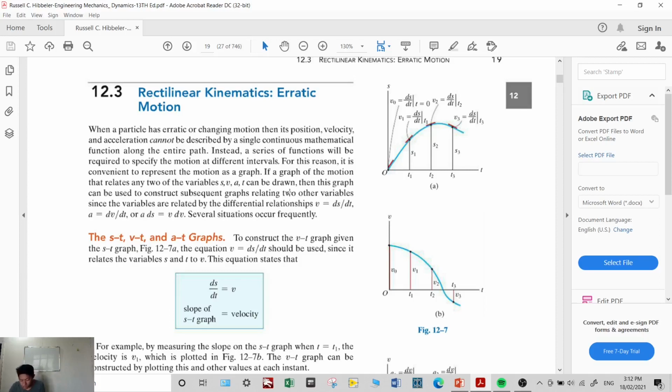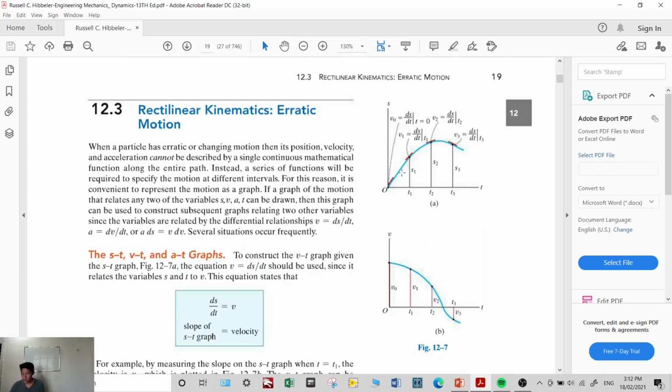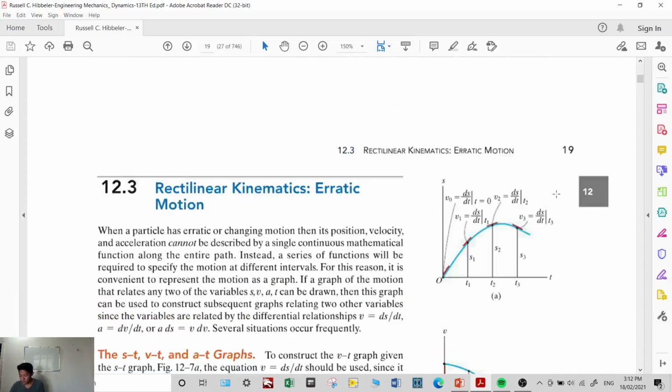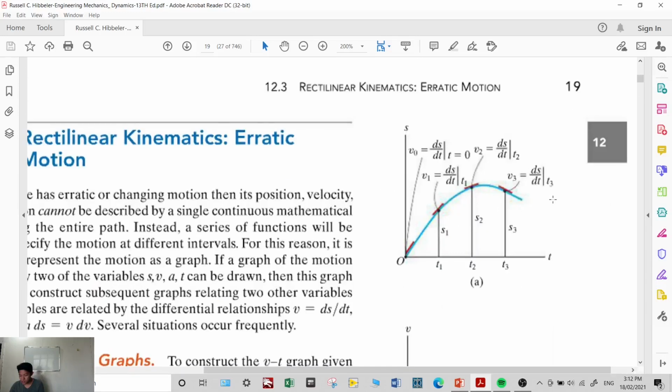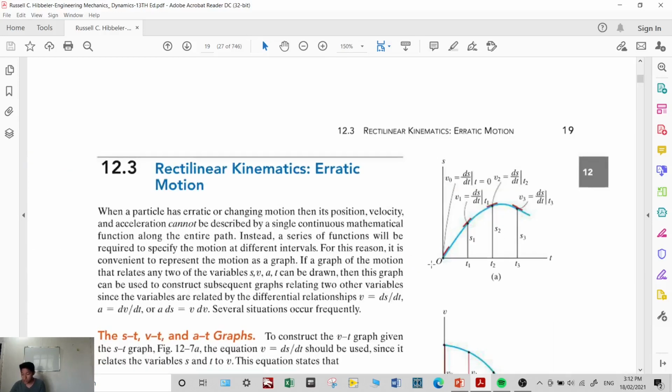First, looking at this diagram, what have you noticed? This is the position versus time graph. So what is the meaning of this? The meaning is that the object is changing its acceleration from 0 to t1.